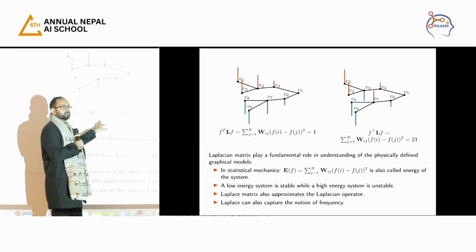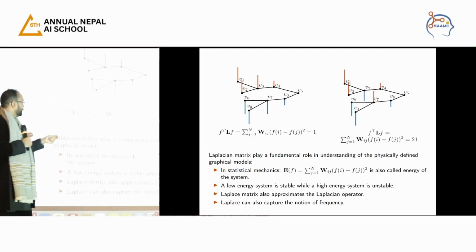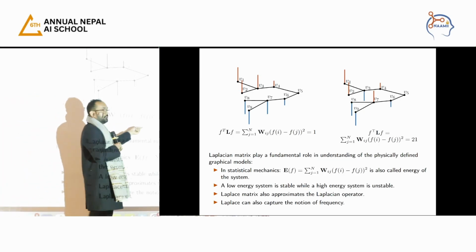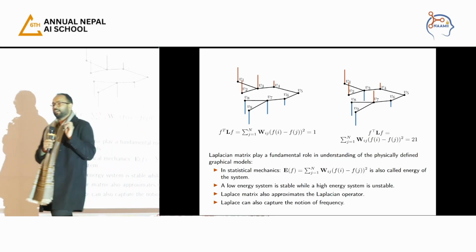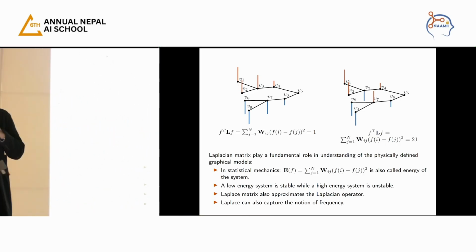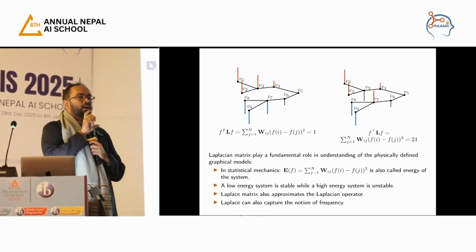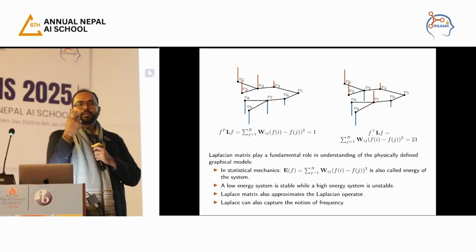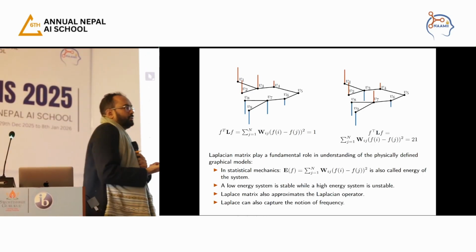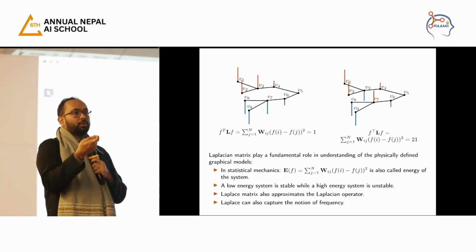The value of smoothness, also known as the Dirichlet energy, is 1, and for this other case there is a lot of disagreement, so the value is higher. The takeaway message from here is that we will be focusing on homophily graphs. A homophily graph simply says that the input graph that we want to compress is such that if nodes are connected, the features are similar, meaning the Dirichlet energy would be small.